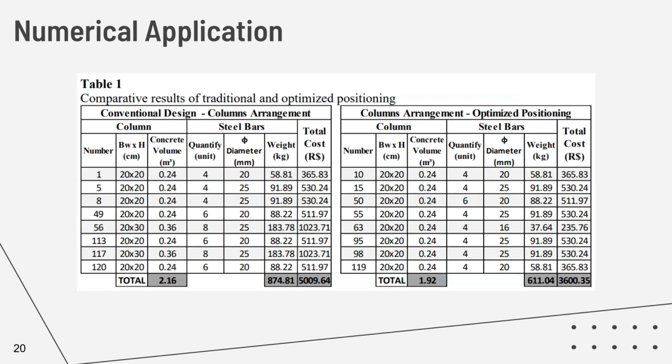Both results can be seen in detail in this table. And we clearly see the optimized solution achieves around 28% lower cost over the conventional one. This is the evidence of the benefit of the structural optimization. You can see here we have very low cost in the optimized solution.